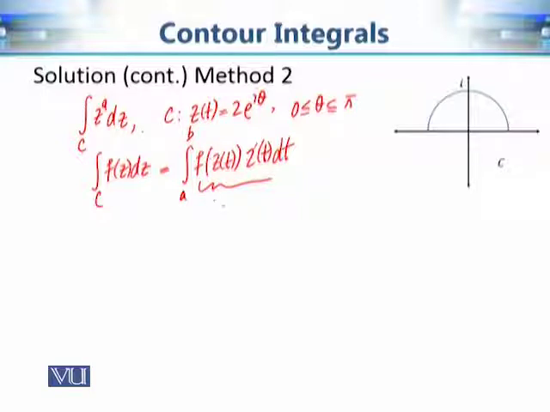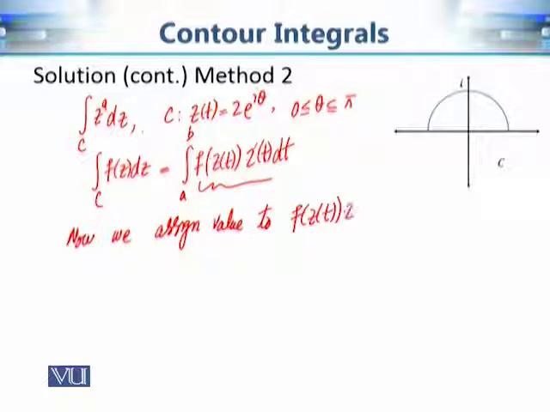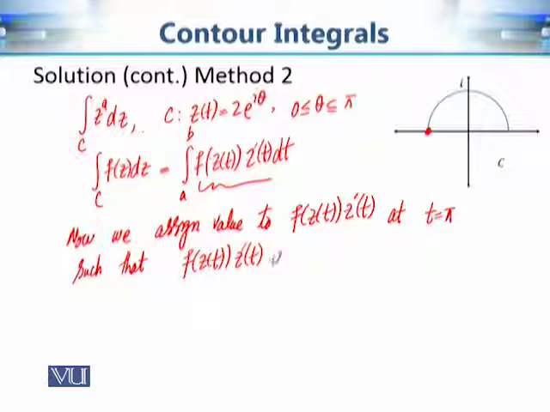Okay, so in this second method, what do we do? Now we assign a value to f of z of t times z prime of t at t equal to pi. So this is the point t equal to pi, such that this function f of z of t times z prime of t is piecewise continuous.